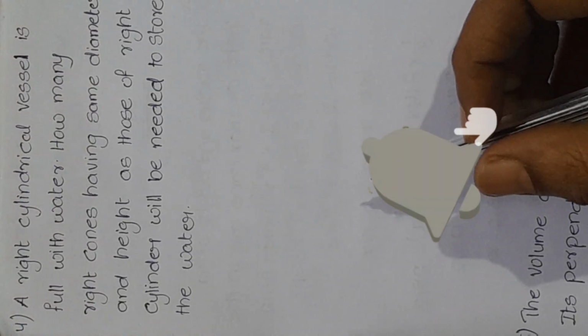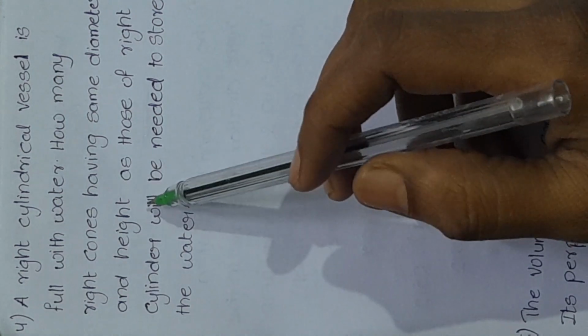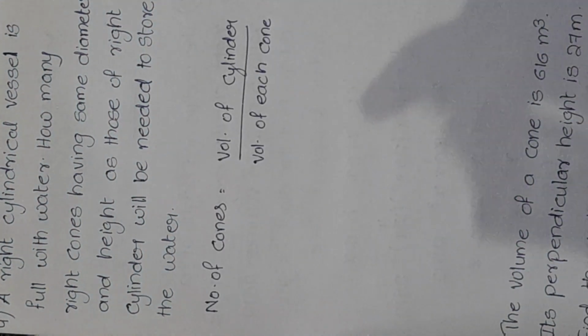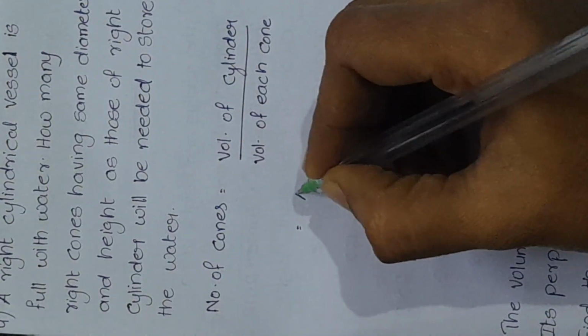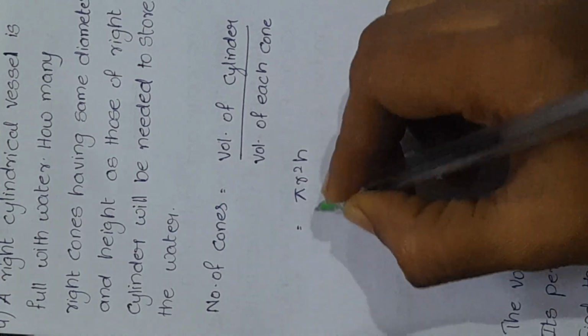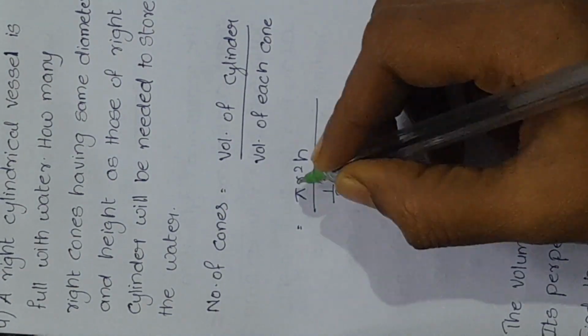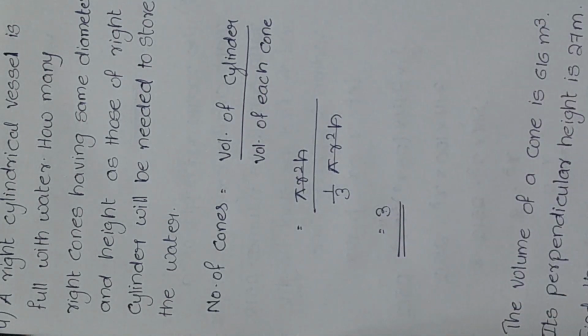Fourth question, a right cylindrical vessel is full with water. How many right cones having same diameter and height as those of the right cylinder will be needed to store the water? Now number of cones required is equal to volume of the cylinder by volume of the cone. Volume of the cylinder formula is pi r square h. Volume of the cone is 1 by 3 pi r square h. All this gets cancelled. It is 3 cones. So the number of cones required is 3.